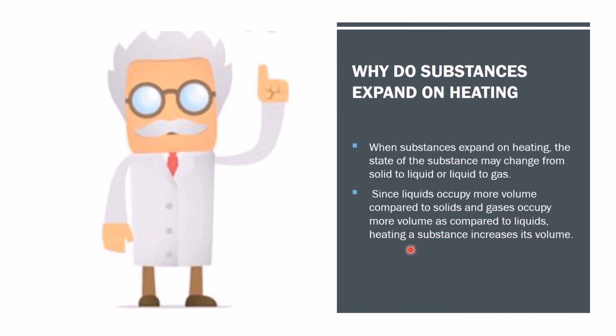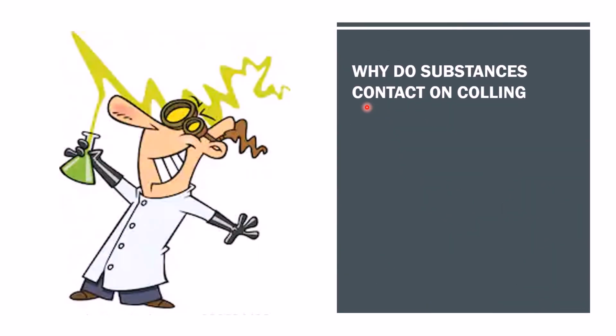So if we heat a substance, like if we heat water, what happens? Its volume starts to increase, right? Okay, this is the reason we say substances expand on heating. That's why we say when we heat a substance, the molecules and the volume increase. So that's why we say it expands on heating. Substances expand on heating. Now, why do substances contract on cooling?